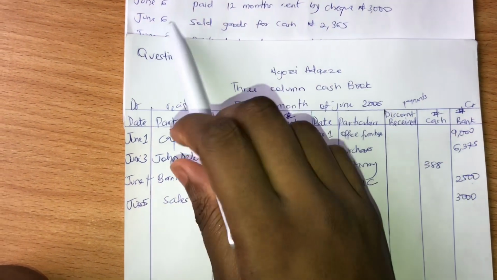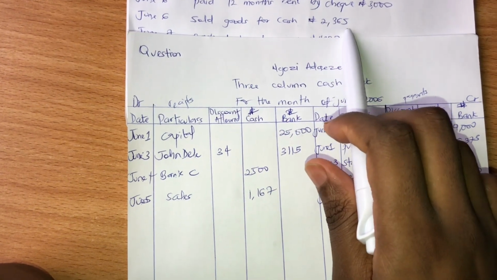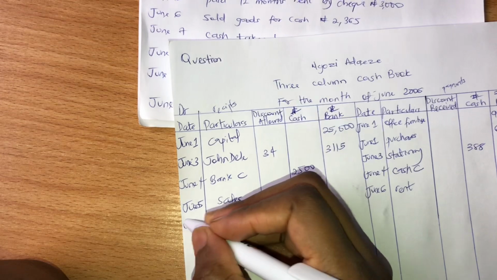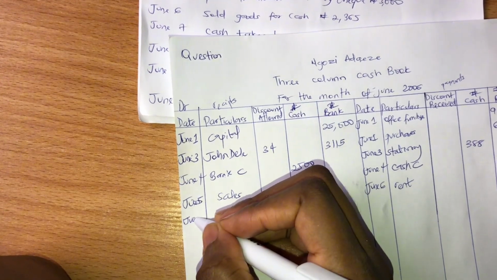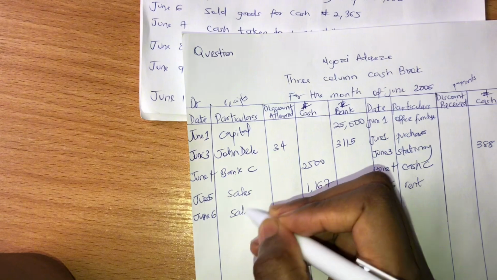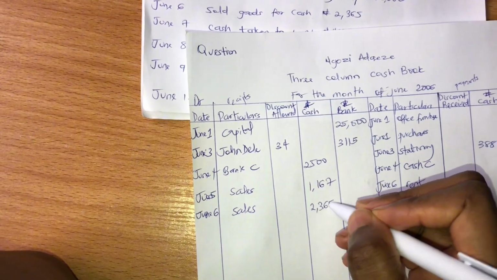Then June 6th, also it says sold goods for cash, 2,365 naira. So that's cash sales. It's going to be on the debit side. June 6, sales under the cash column because it's by cash.